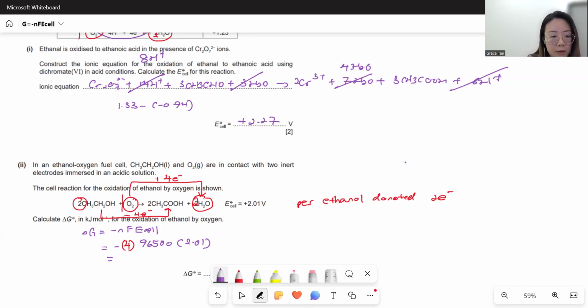So the answer would be negative 775,860 joules per mole. Now I need you to convert it to kilojoule per mole. If you convert to kilojoule per mole, it will be negative 775.9 kilojoule per mole. This would be the kilojoule per mole answer. Must convert to kilojoule. All right, so that's how we start off with a simple calculation.